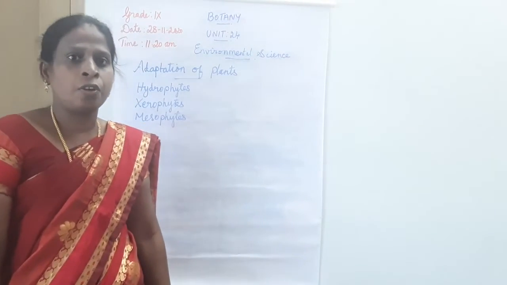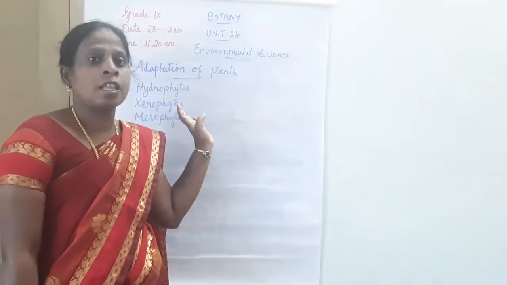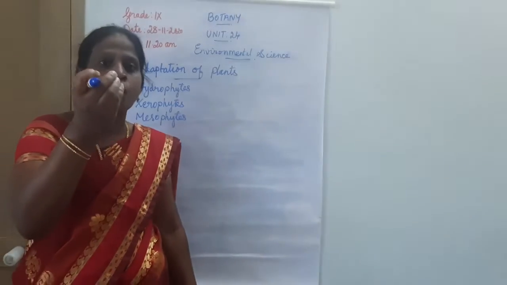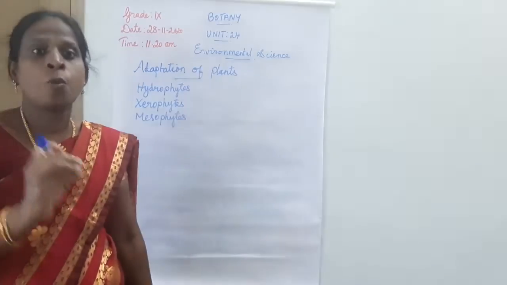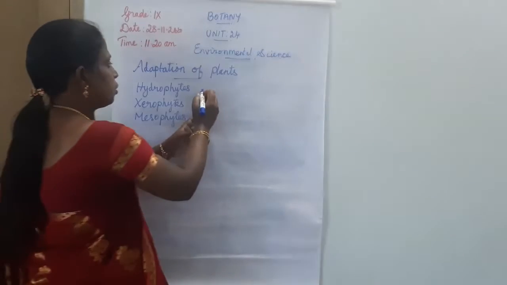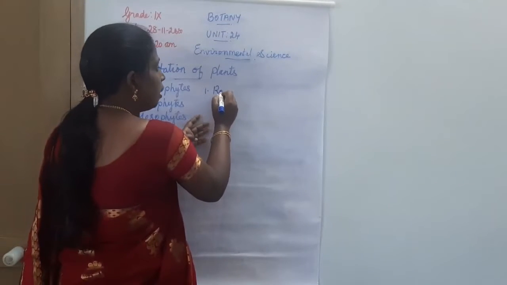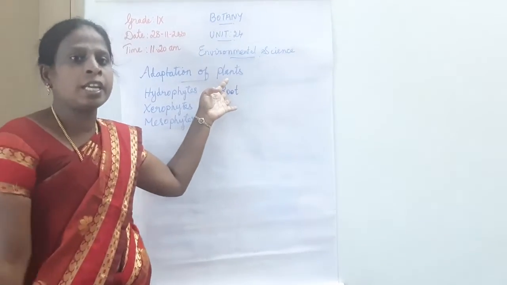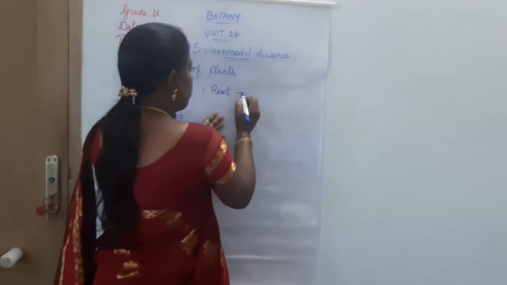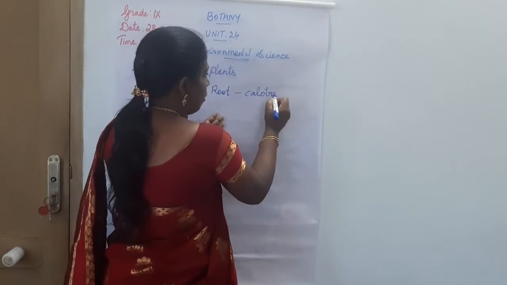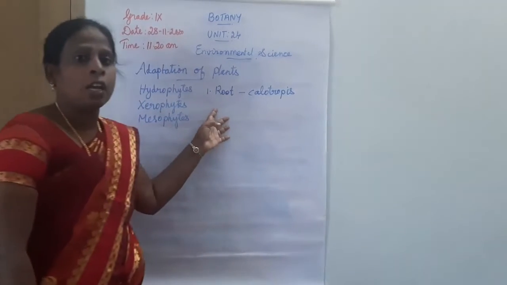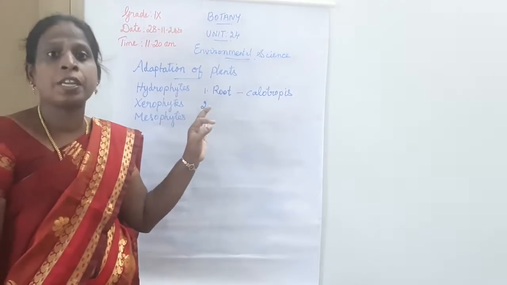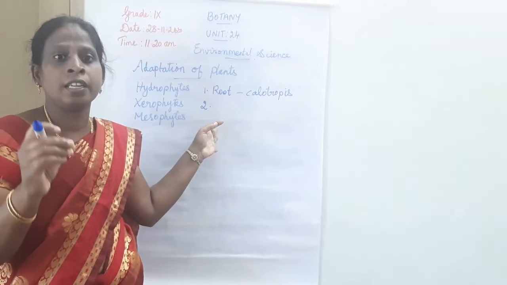Next one is adaptation of xerophytes. The first point is the root can grow very deep into the soil where the water is available. The root grows very deep into the soil where the water is available. Example, calotropis.